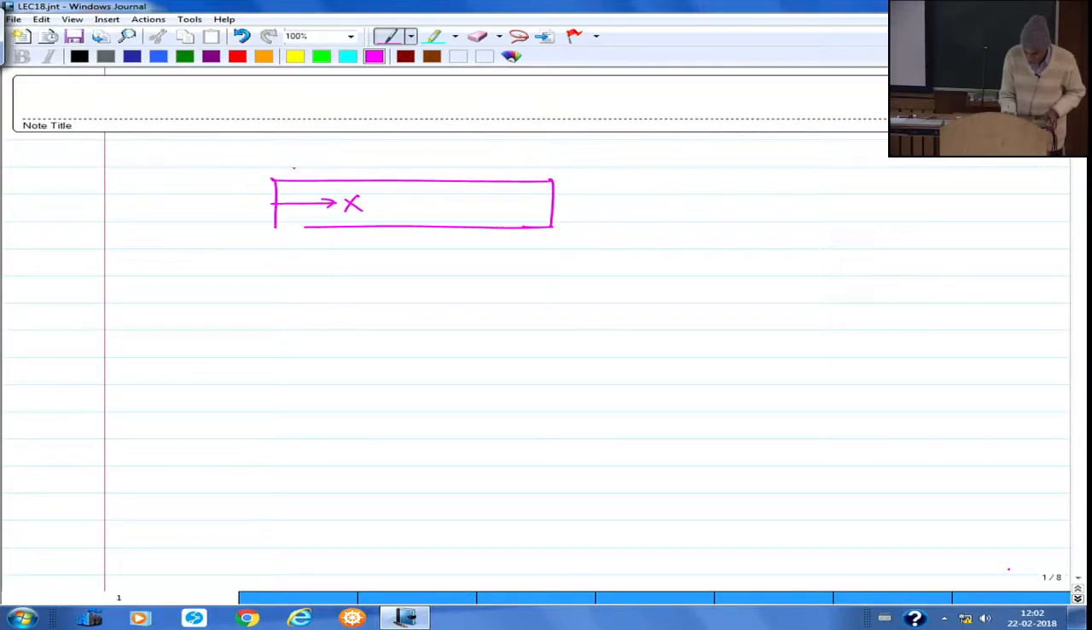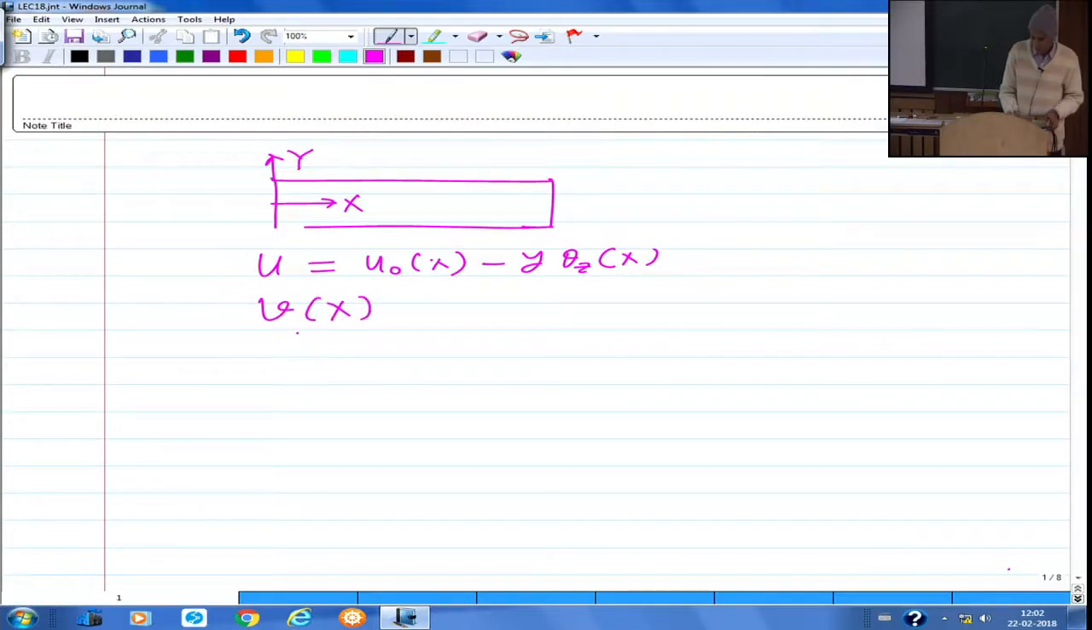Consider this beam, where this is x and this is y. When we took the displacement, we said that u is a function of course of x and y both. So it can be written as u of x minus y times theta z, which is a function of x only, and then v we said is only a function of x. Based on this, epsilon yy is del v by del y. Since v is only a function of x, this turns out to be 0.